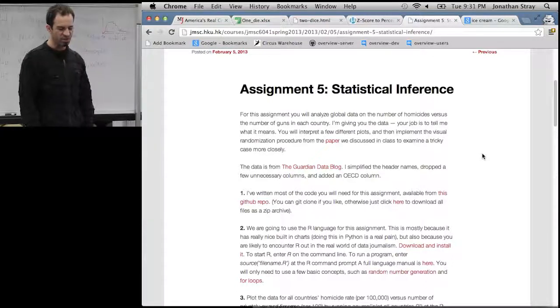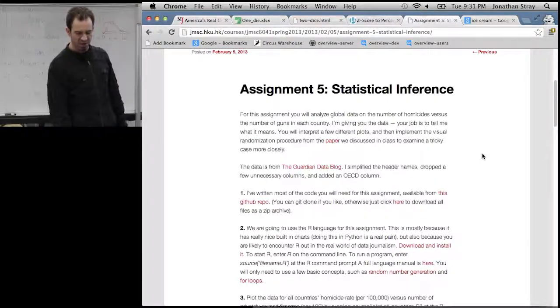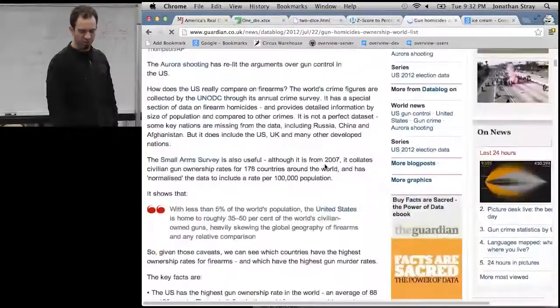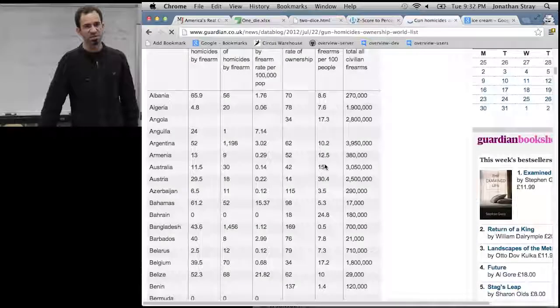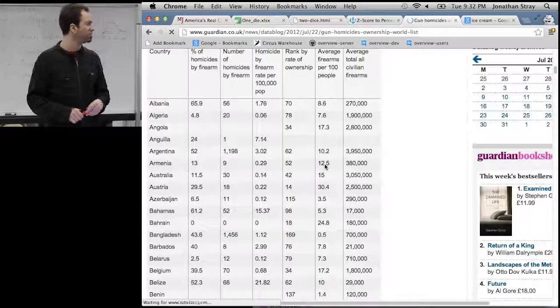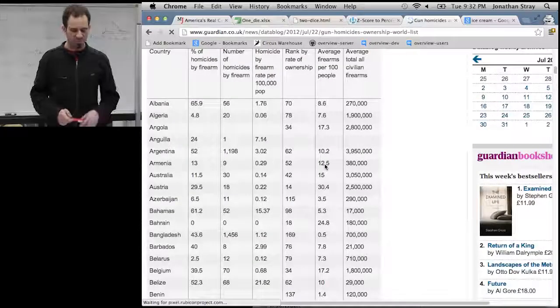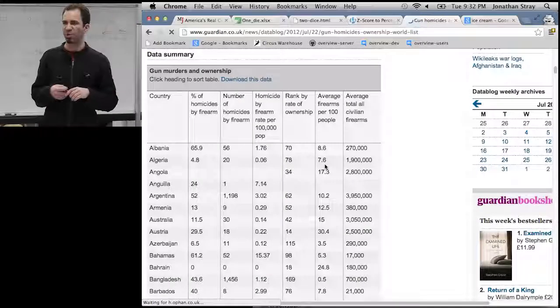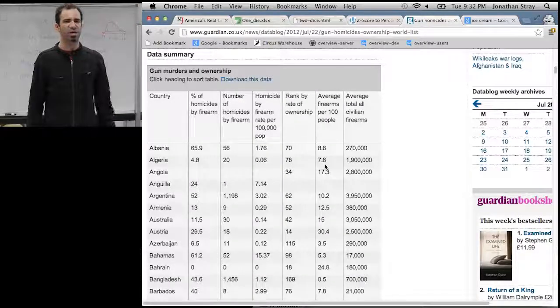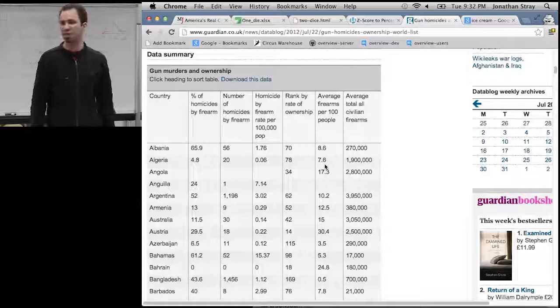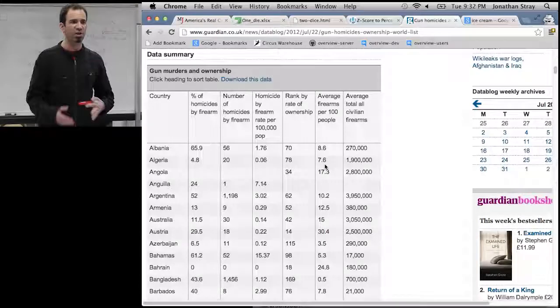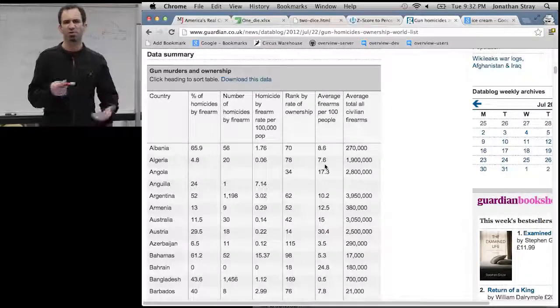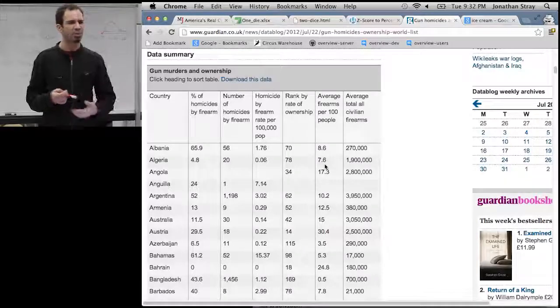In this assignment, you're going to take this data on gun ownership versus number of homicides per country. And I've given you a file which has cleaned it up a little bit, made it a little easier. You're going to analyze it. You're going to do a couple of plots, and you're going to tell me what you see. You're going to compare some different groups, OECD versus non-OECD, and I'm going to ask you to give me an interpretation of what the data shows.